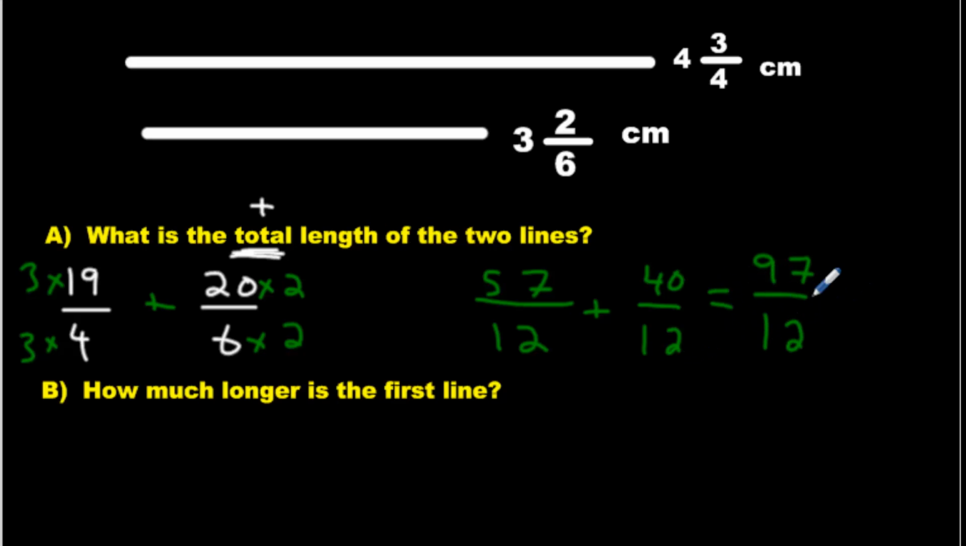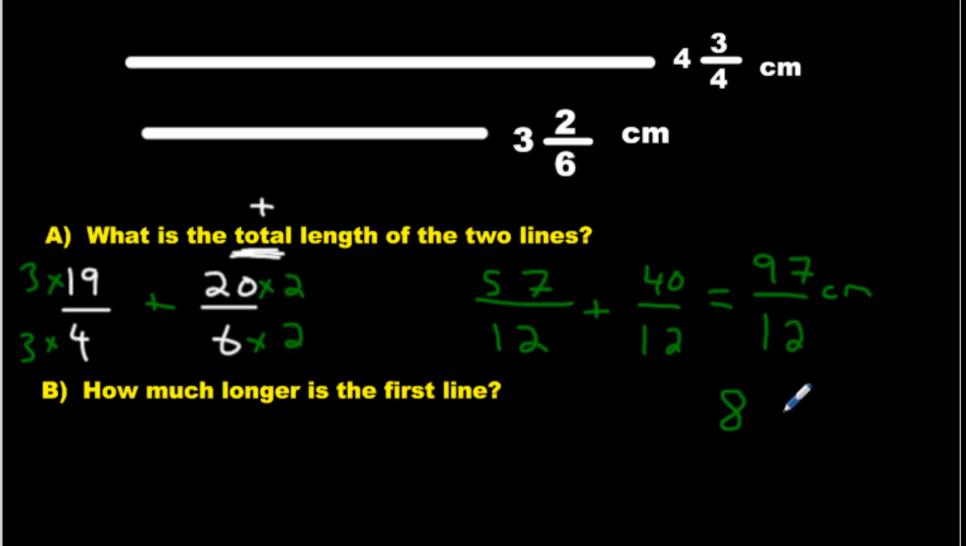What's the total length of the two lines? We have 97/12 of a centimeter. Well, what does that represent now in terms of wholes? Turn it into a mixed fraction. 12 goes into 97 how many times? Well, 12 times 2 is 24, and then 36, and then 48, and then what? 60, and then 72. That's 6 times, and then another 12 makes 84. That's 7. Another 12 makes 96. So it goes into it 8 times.